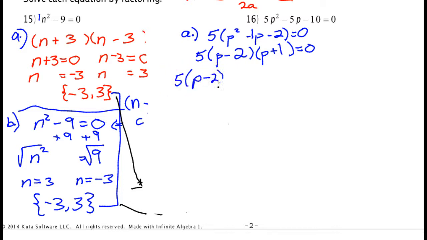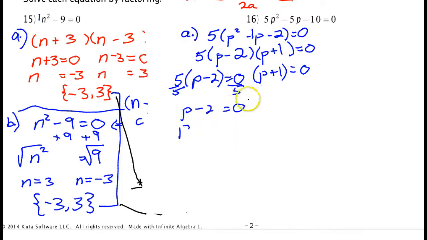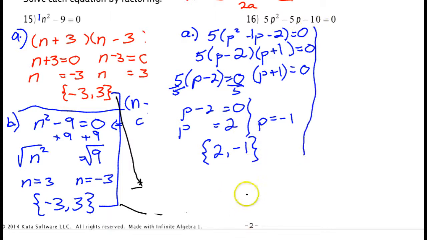5 times p minus 2 equals 0, and p plus 1 equals 0. So we can divide both sides by 5 first to drop the 5. 0 divided by 5 is just 0. Then add 2 to both sides, and here we can just subtract 1 on both sides. This lets me know that if I use any other method, I must get those 2 answers.